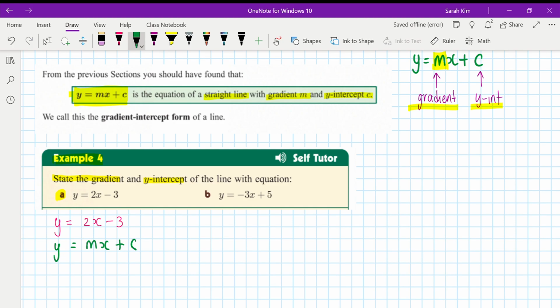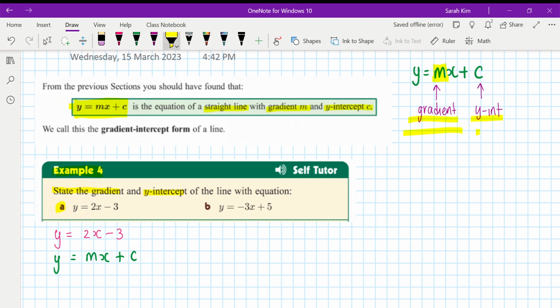Do you see that? Hopefully you also can notice that we wrote these notes that m is the gradient and then the c is the y-intercept. So m is basically the number that's in front of the x, which in this case is the number 2. So we can write, therefore, gradient, which is also known as m, is 2.